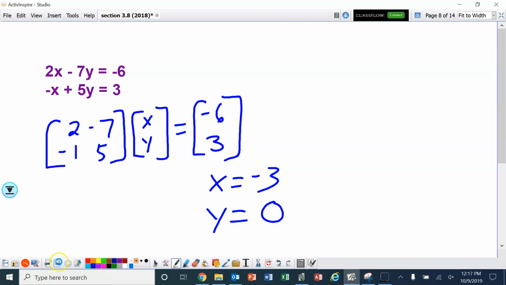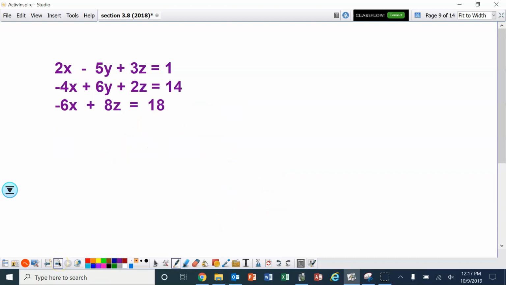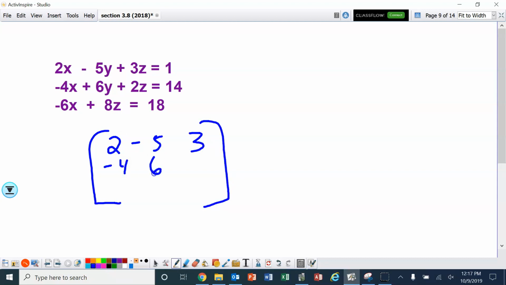All right, sometimes you're going to have a larger matrix. Okay, so in this case, we've got the top row, which is 2, -5, 3. The middle row is -4, 6, 2. And the bottom row is -6. Now, notice the letter Y is missing.